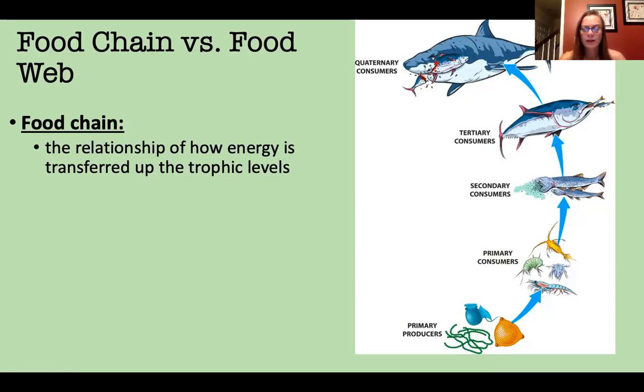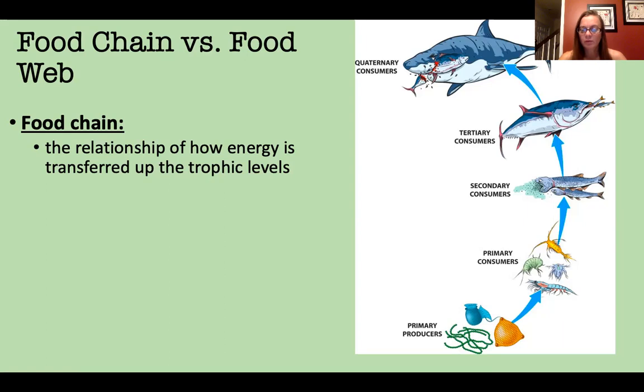Because the ocean has so many primary producers, it is more common to find quaternary consumers in the ocean than in terrestrial biomes. So this food chain shows how energy is transferred up the trophic levels. And you'll notice in this food chain that the arrows are always drawn in the direction that energy flows. So we would not draw the arrows going down, we draw the arrows going up. They're showing the energy flow.